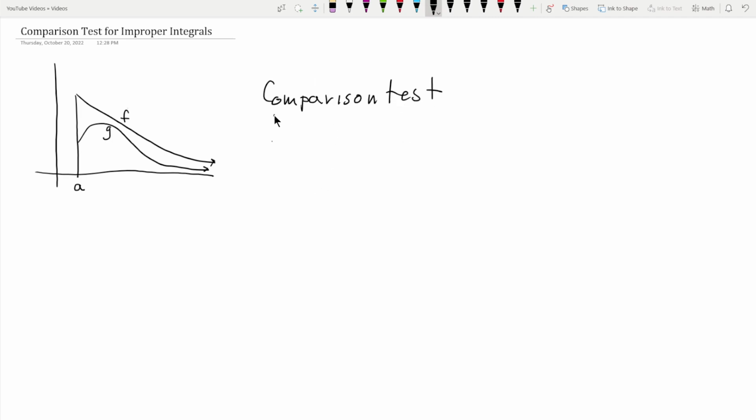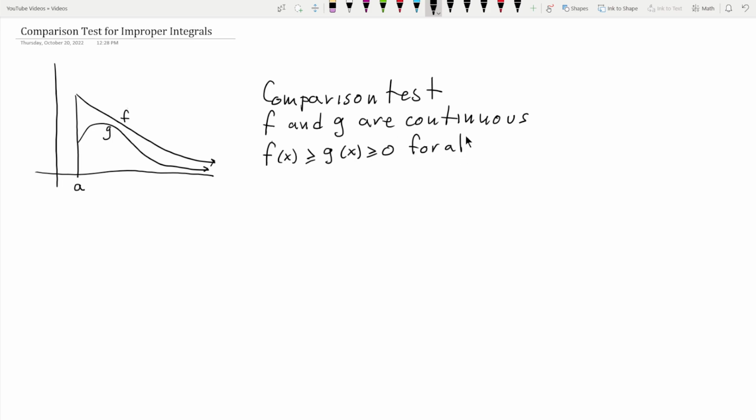All right, so the comparison test. We have f and g are continuous functions, and let's suppose that f is greater than or equal to g, and that they're both greater than or equal to 0 for all x greater than or equal to a. All right, so that describes the picture that we have.